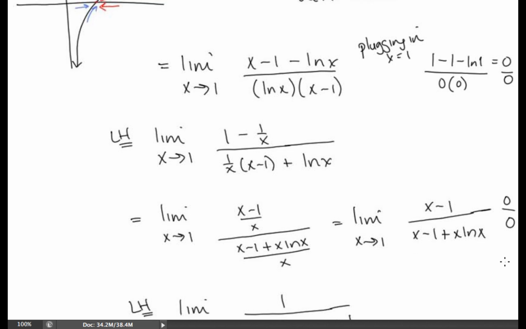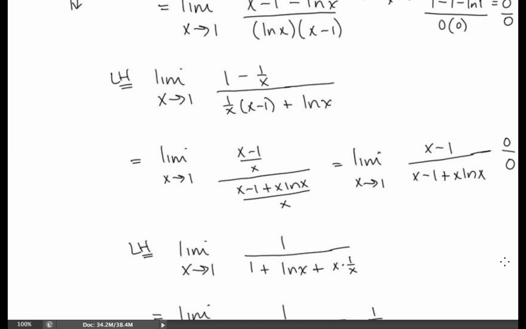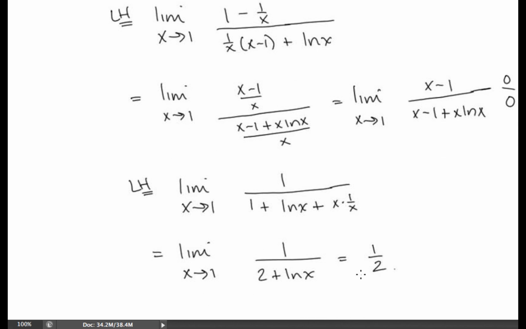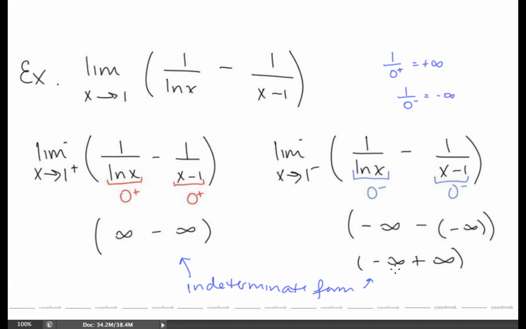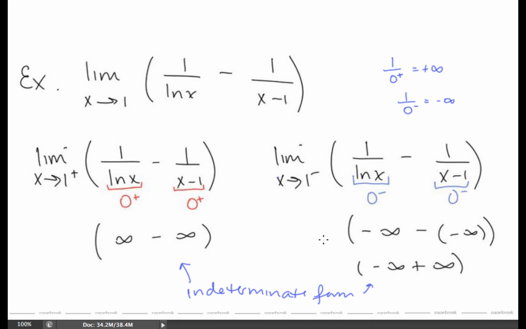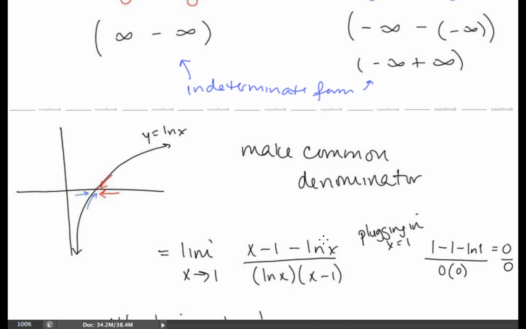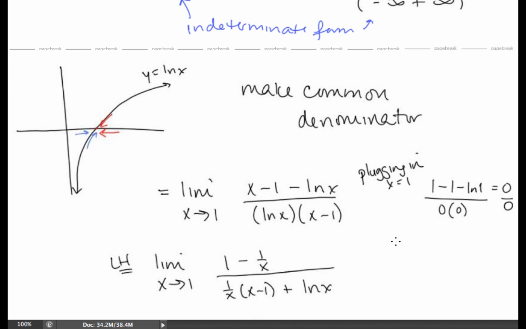So we use L'Hopital's rule again. And now we have 1 over 1 plus ln x plus 1. So 1 over 2 plus ln x, plug in x equals 1, and this gives us 1/2. And so now we found our limit. So we started with a limit that was infinity minus infinity. Either way we looked at it, right? As x goes to 1 from the left or the right, we were getting infinity minus infinity. And we just changed the way it was written so that we can write it as an indeterminate form 0 over 0 and then use L'Hopital's rule.